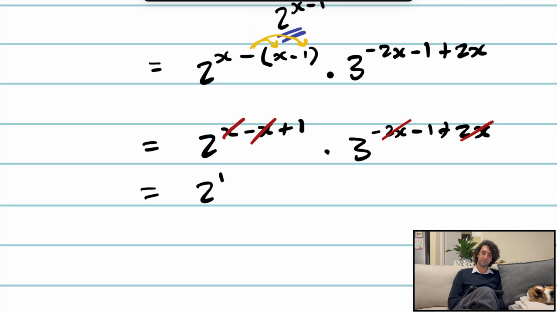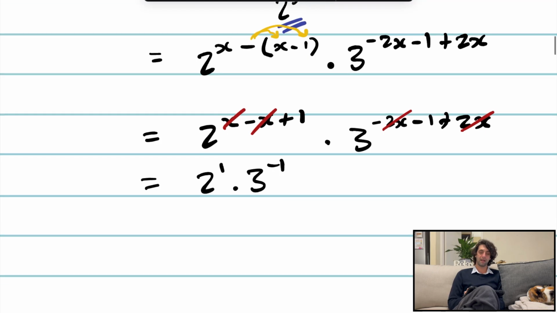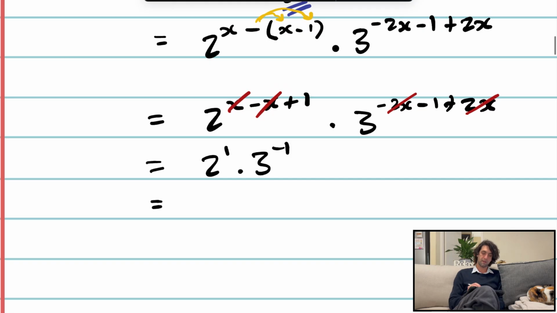And what I'm left with is 2 to the power of 1 multiplied by 3 to the power of negative 1. Okay, I'm going to bring this 3 to the power of negative 1 down into the denominator. So I end up with 2 over 3.